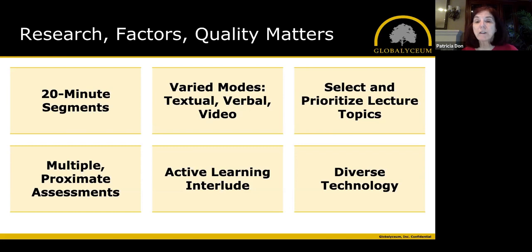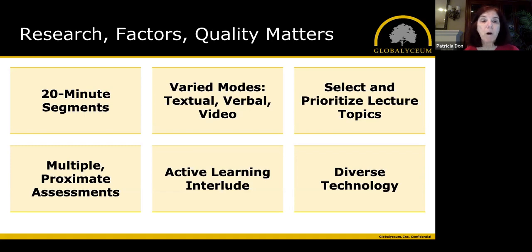The third thing is, now you also have to decide, okay, if I'm going to use various modes, which parts of my lecture should go into verbal, which parts should go into video, which parts should go into textual. And that's a very important decision, which we will talk about a little further.